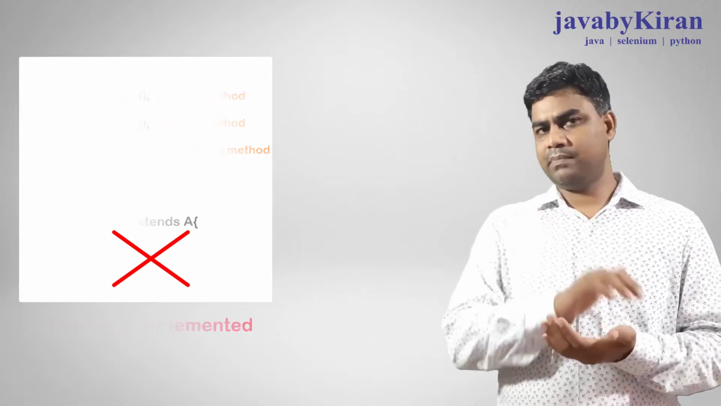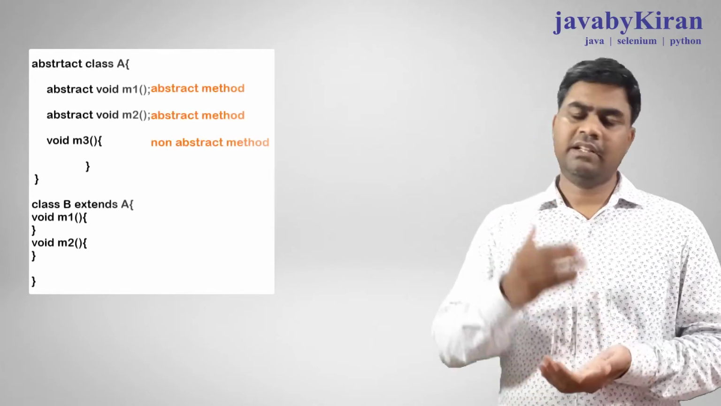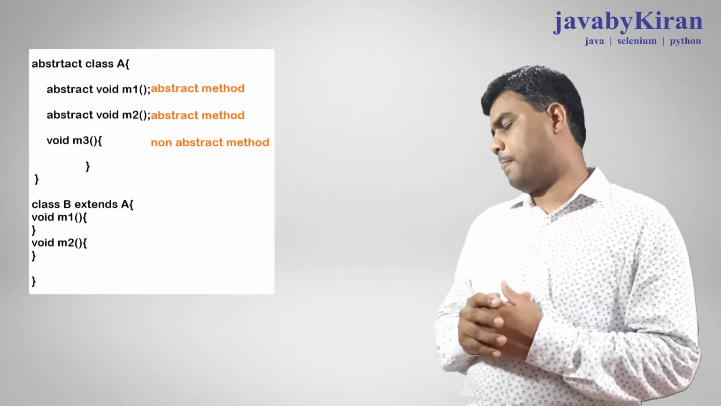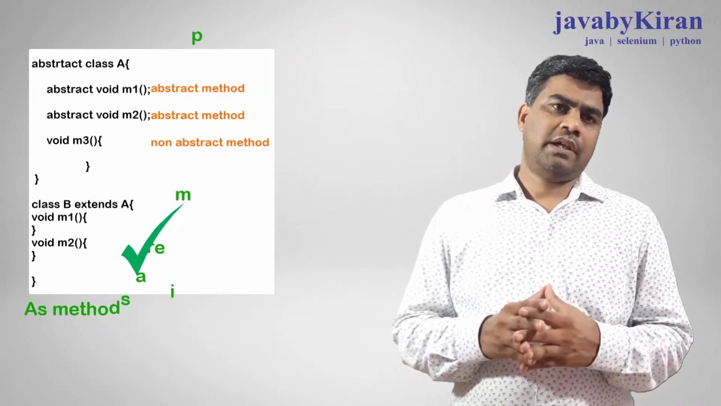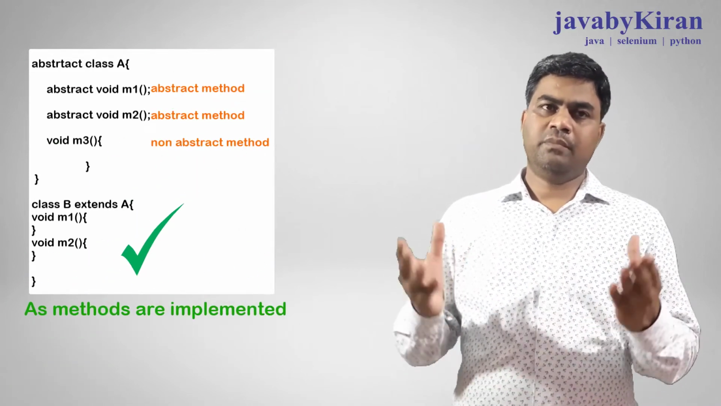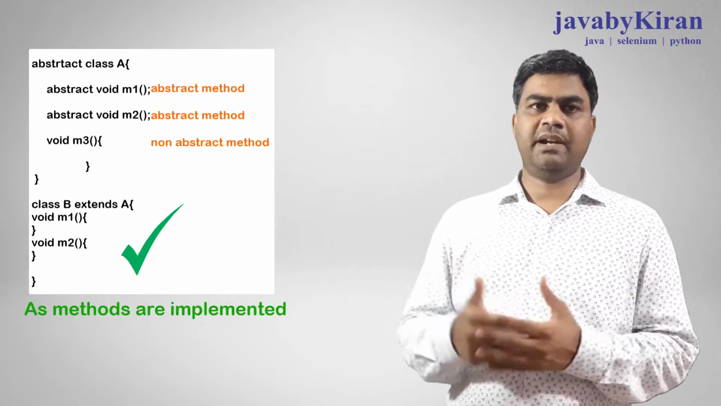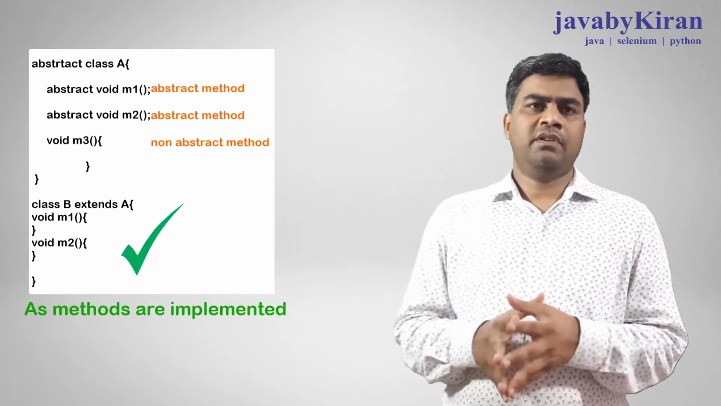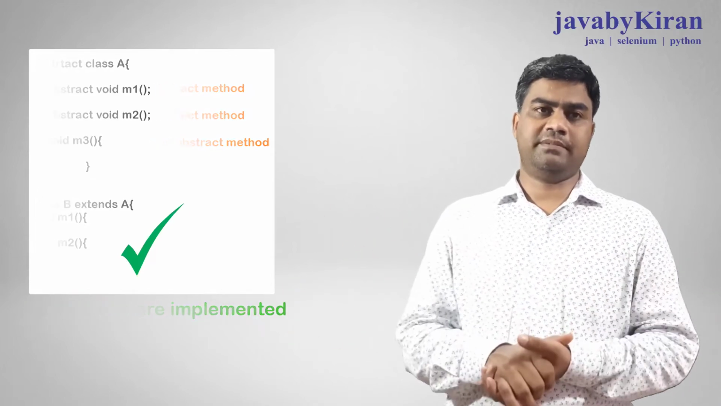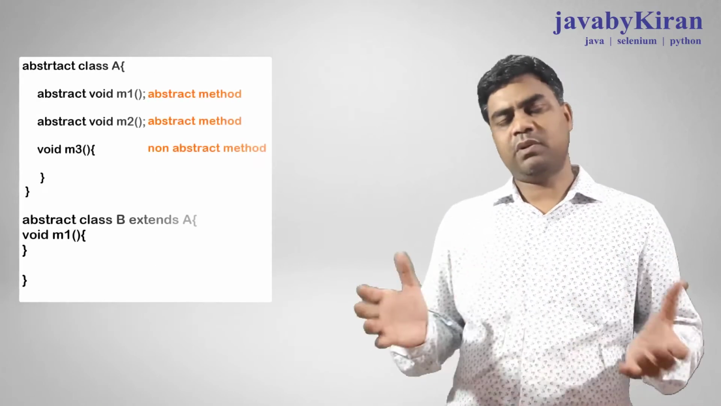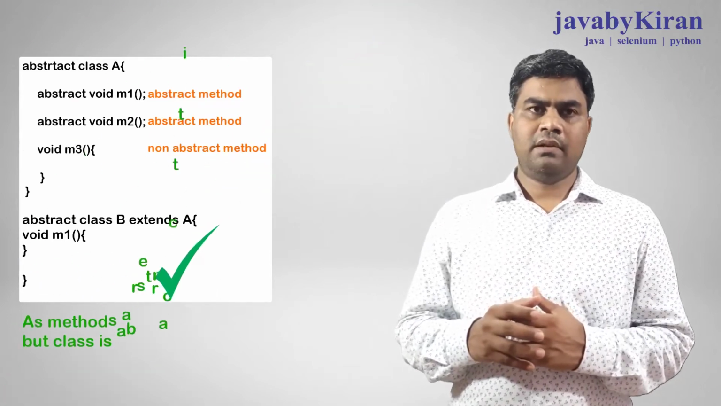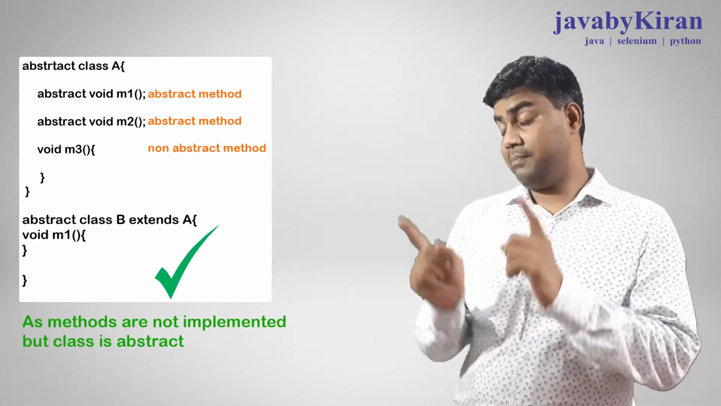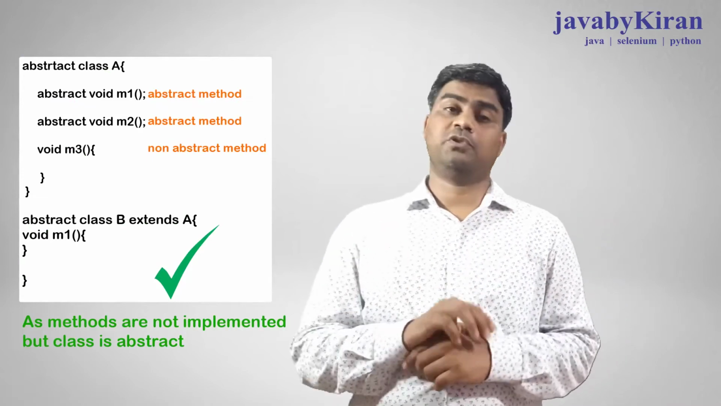In the second example, again one more example, class B extends class A, having implemented both methods, that is M1 and M2, so my error will not be there. Next, what I'm showing here, I have abstract class B extends A. I have overridden only one method, but I made my class abstract. That is also possible in Java.